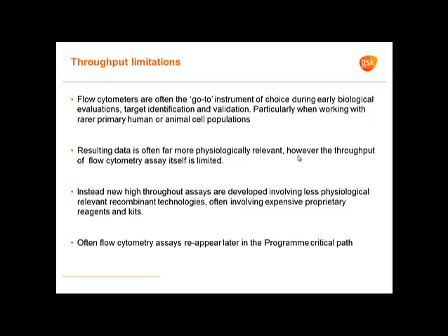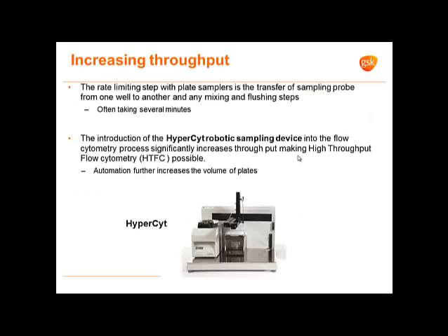Now, the rate-limiting step with flow cytometers is the actual transfer of the sampling probe from one well to another and the mixing steps afterwards. This often takes several minutes. But some work done in Larry Sklar's lab at the University of New Mexico developed an innovative sampling technique. It's called a HyperCyt robotic sampling device. Introducing this into the flow cytometry process significantly increased the throughput, thus making flow cytometry a high throughput instrument. And obviously, if you use this with other automation equipment, it has a significant impact on throughput.